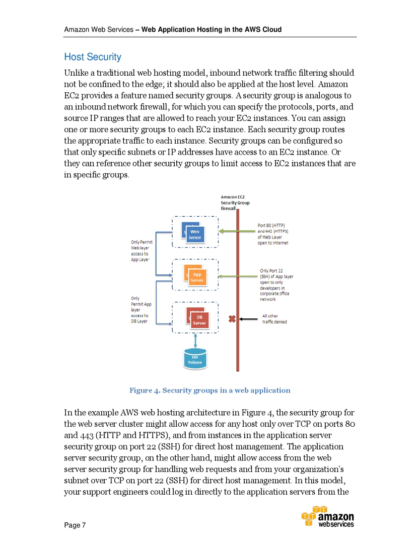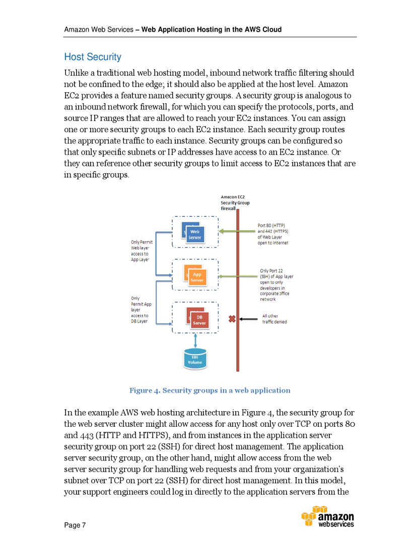You can assign one or more security groups to each EC2 instance. Each security group routes the appropriate traffic to each instance. Security groups can be configured so that only specific subnets or IP addresses have access to an EC2 instance, or they can reference other security groups to limit access to EC2 instances that are in specific groups. Figure 4. Security groups in a web application.